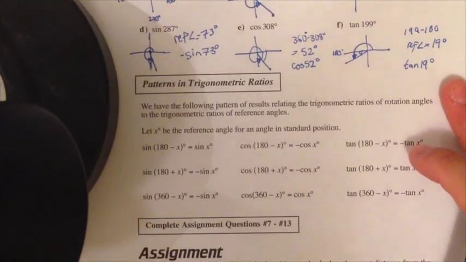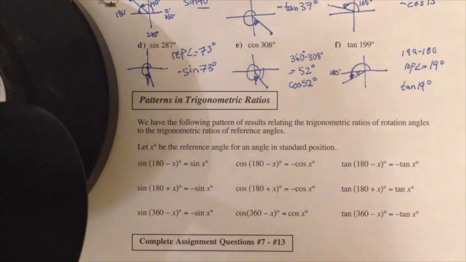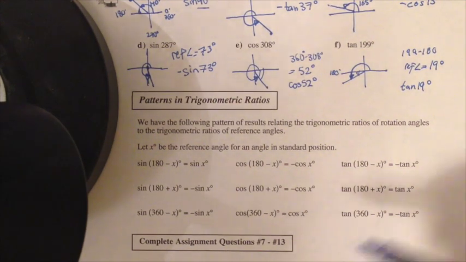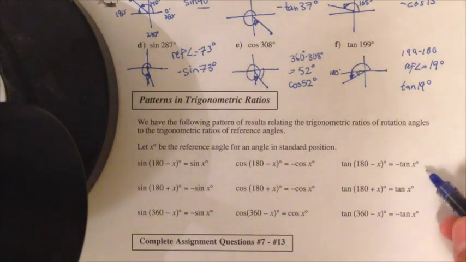So the last thing that this worksheet tells you to do is just to recognize the patterns in trig ratios. So we have the following pattern of results relating the trig ratios of rotation angles to the trig ratios of reference angles. And so this is something that you can read on your own time, and again, if you have any questions on this, just feel free to ask me in class tomorrow.